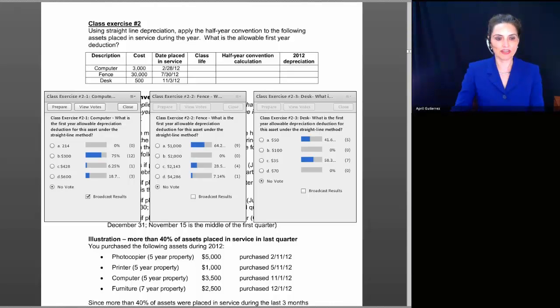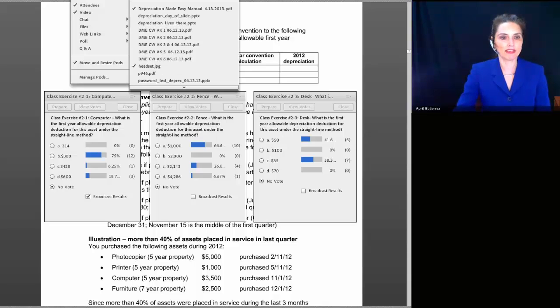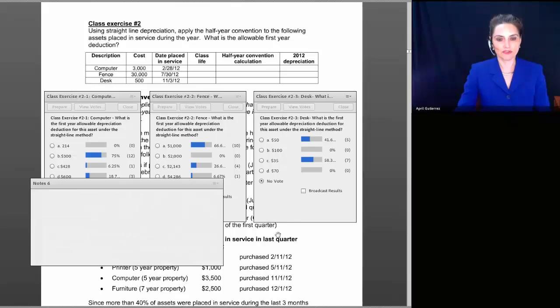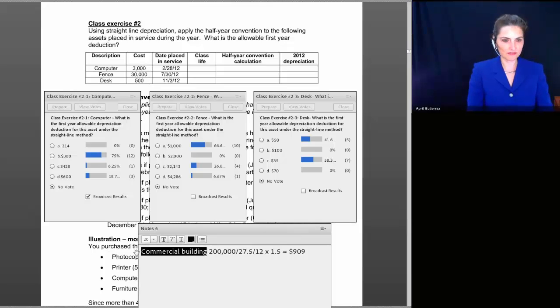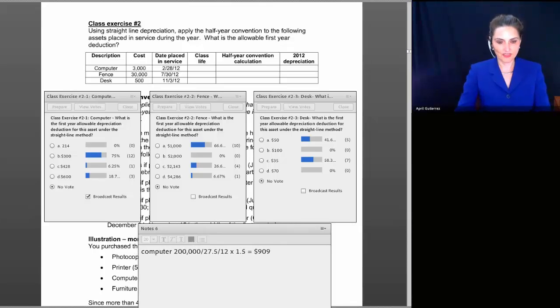All right, let's broadcast the results from the first exercise, and you can just see where your answer falls. So let me pull down the formula and the note share here and show you the formula for this one. In this one, we're talking about the computer. The computer is costing $3,000. And what's the useful life of a computer? It's going to be 5 years.